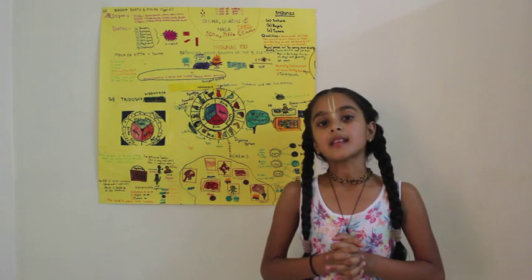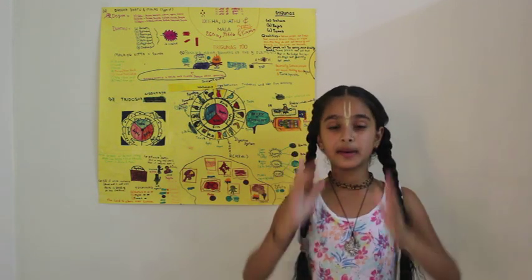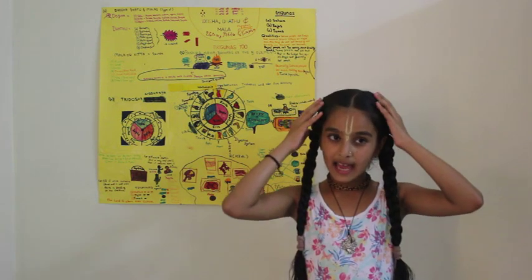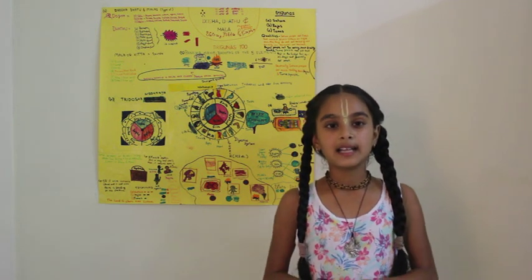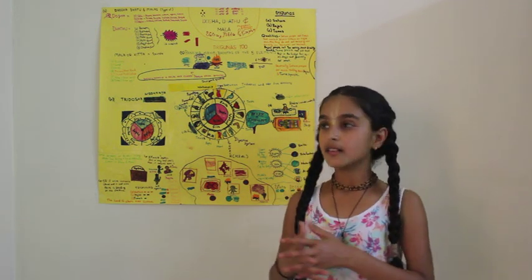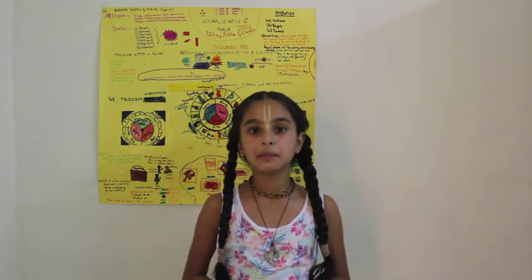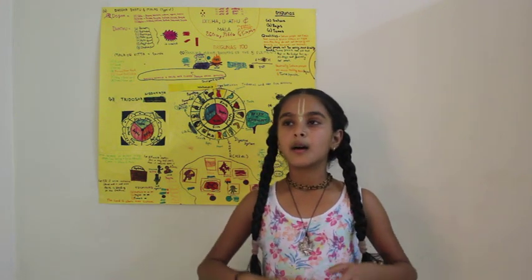And the next is Tarpaka, that controls the head. If Tarpaka is in imbalance, then the head will be affected, we will not be able to think very well, and we'll have mental disorders. So these are the 5 divisions.